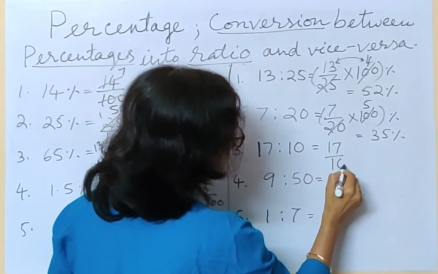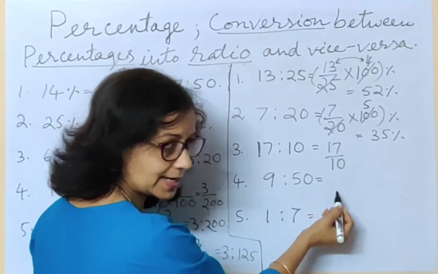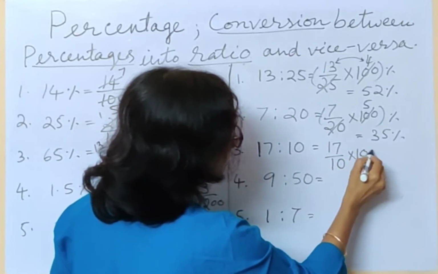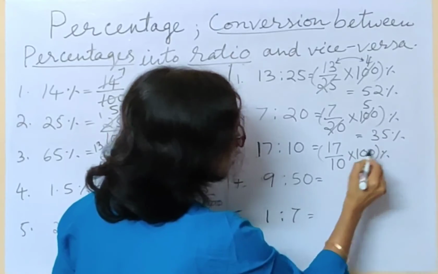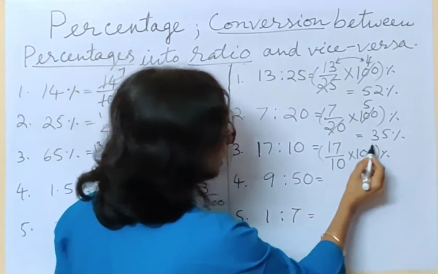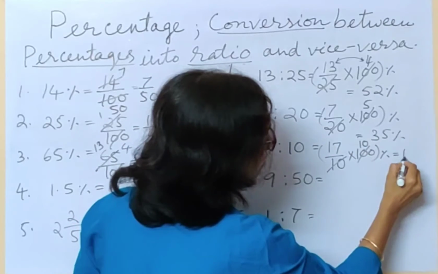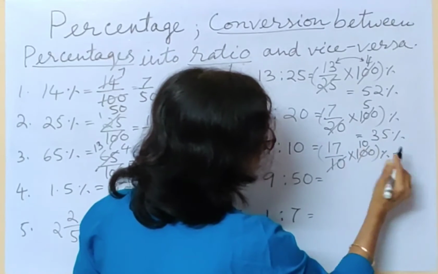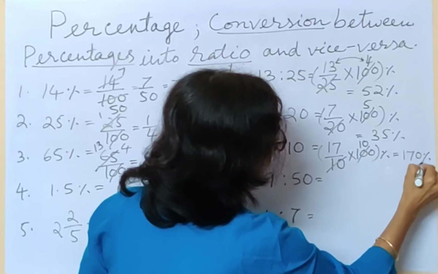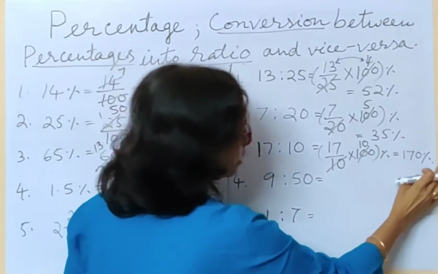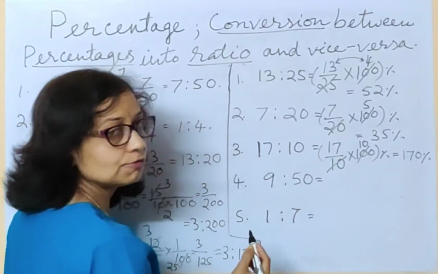Now next, 17 is to 10. 17 by 10, we write it as a fraction. Then we multiply by 100 to convert into percentage. Now 10 goes how many times? 10 tens are 100. Now it becomes 170. 17 into 10, 170%. Right.